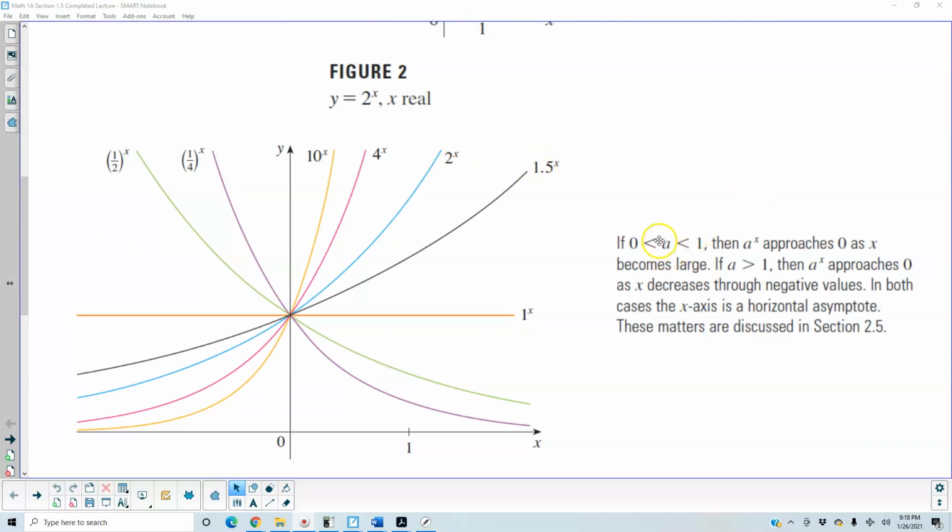Now, what we can say is that if the base a is in between 0 and 1, then a^x approaches 0 as x becomes large. So again, it's approaching 0. If a is greater than 1, which is what you see here, then a^x approaches 0 as x decreases through the negative values. In both cases, the x-axis is a horizontal asymptote, and this will be discussed more later in section 2.5.